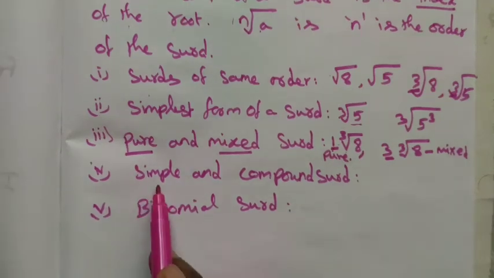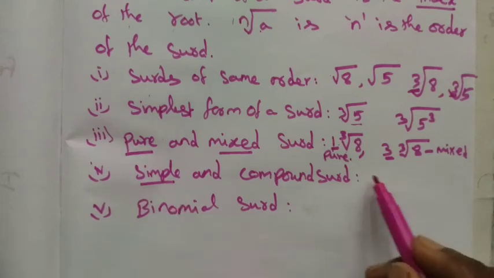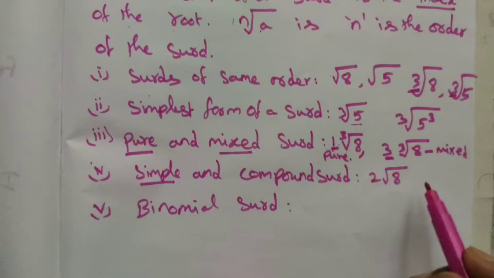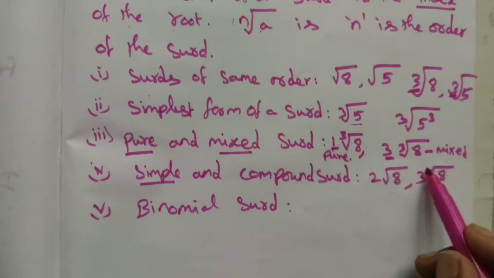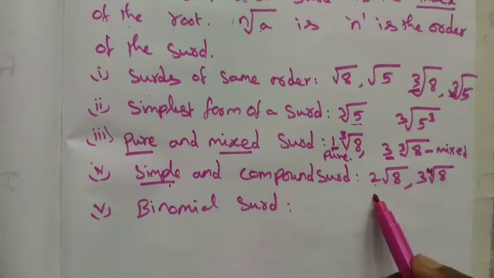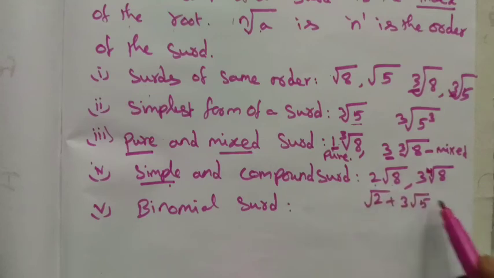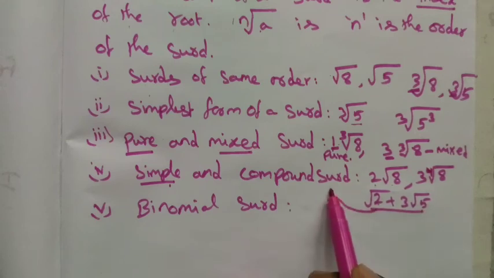Next we see simple and compound surds. Here the simple surd is always a single term. Single term means 2√8, 3 fourth root of 8. This, always in a single term, is called a simple surd. Single term, only one term. More than one term, that is, 2 plus √2 plus 3√5, right? More than one term, with addition or subtraction like this, is called a compound surd.